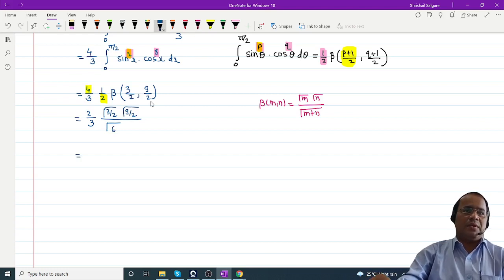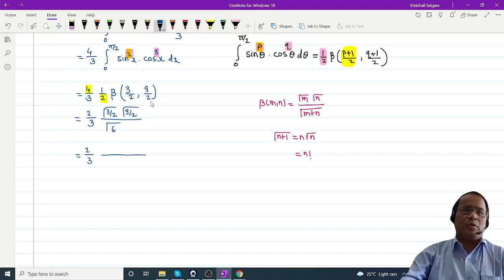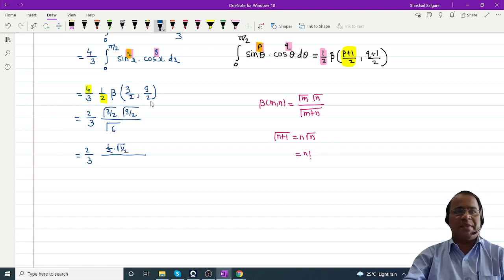So further you can simplify. This is 2 by 3, using the property. That property also I will write. Gamma of n plus 1 can be written as n gamma n if n is a positive real number, and it can be written as n factorial if it is an integer. So by using the first property, gamma 3 by 2 can be written as 1 by 2 into gamma of 1 by 2. Further simplification is not possible.